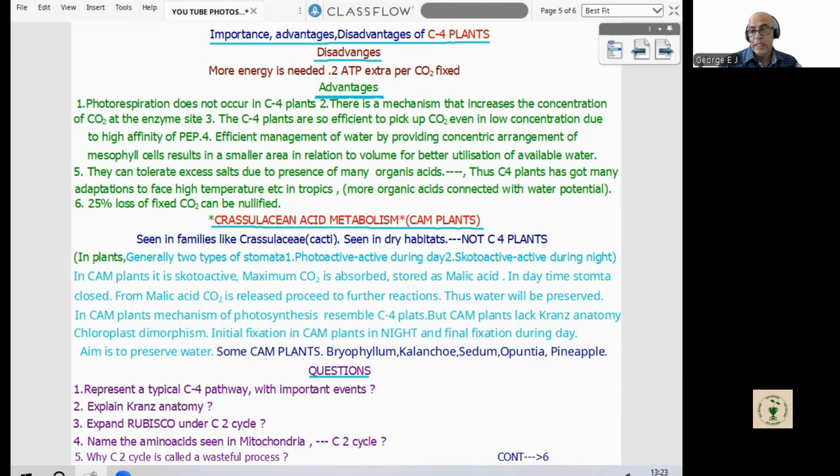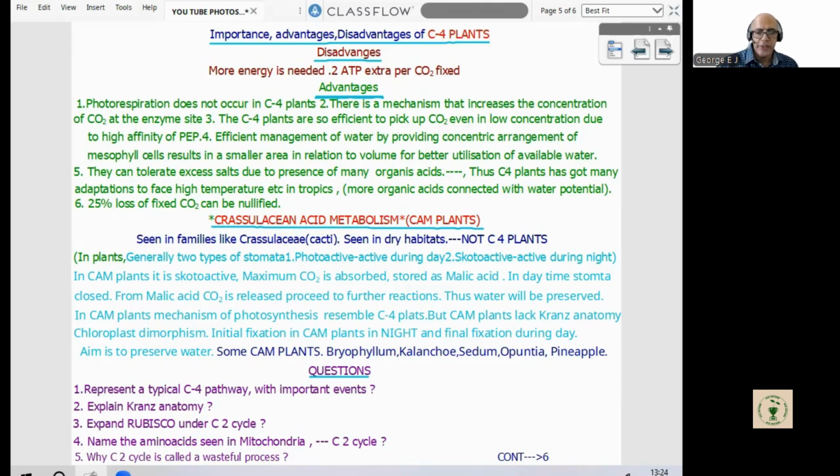Daytime, what happens is temperature is high, so stomata will be closed. So no chance to get carbon dioxide. So what nature provided: from malic acid, carbon dioxide is released, and that will continue for the production of food without opening stomata. So the advantage is water will be preserved. In CAM plants, the mechanism of photosynthesis may resemble C4 plants, but CAM plants lack Kranz anatomy, chloroplast dimorphism, etc. Initial fixation in CAM plants is at night, and final fixation during daytime.